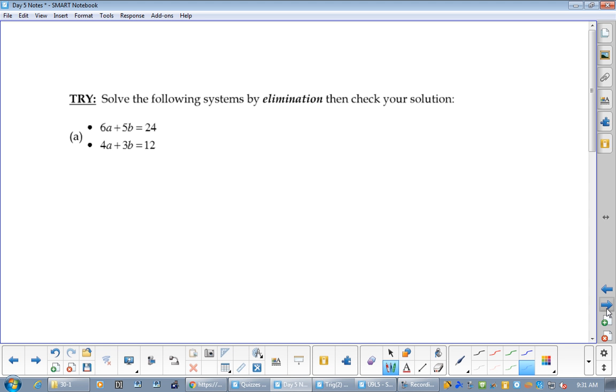Now, what do we want to do for this one? Can we add these two together or subtract them right now and get rid of something? No. And we're always talking about a variable. I never want to get rid of the numbers. Like if I multiplied this by 2, just to see if I can get rid of the number, I've still got A's and B's, don't I? Right? I need to get rid of a variable. That's always your goal.